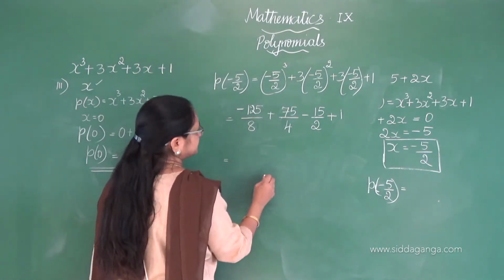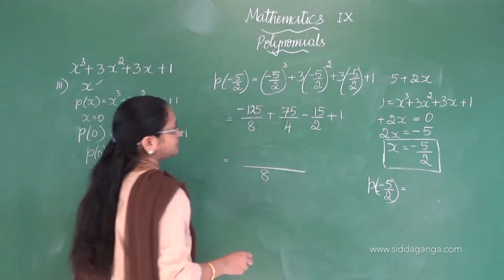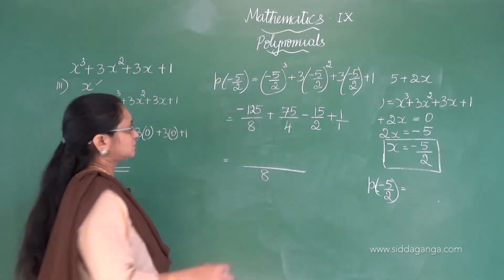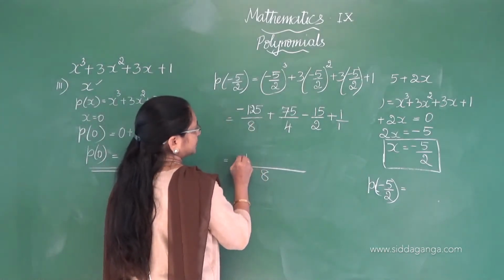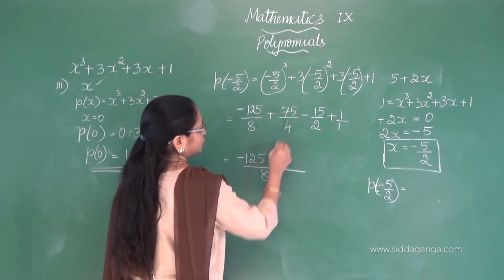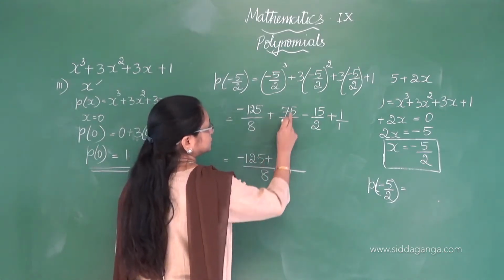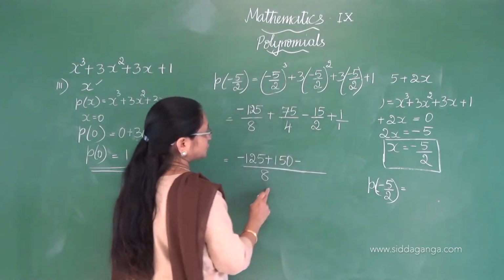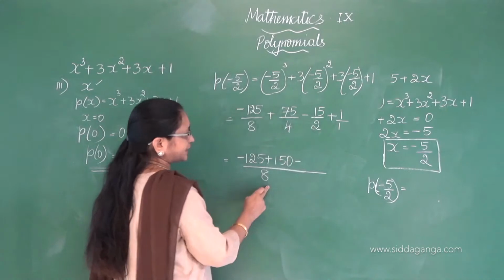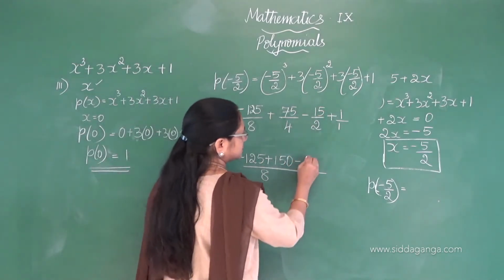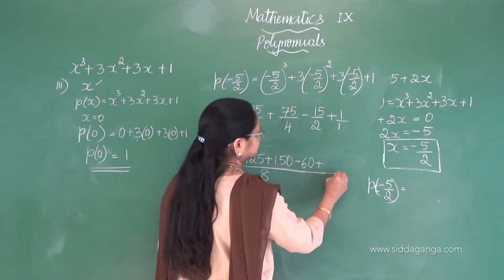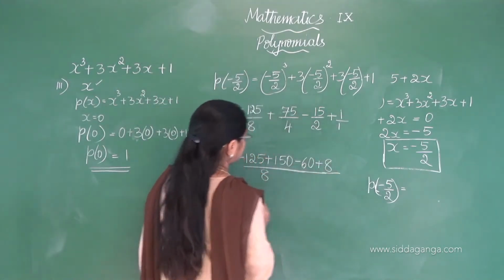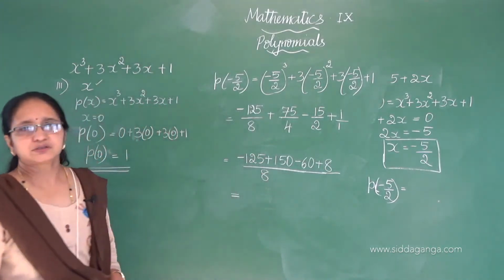Now find out the LCM. 8 is the LCM, and I told you here you can take 1. Now 8 minus 125, 4 2s are 8, plus 2 into 75 is 150, minus 4 into 15 is 60, plus here 1 8 is 8. So you have to find out the answer now.